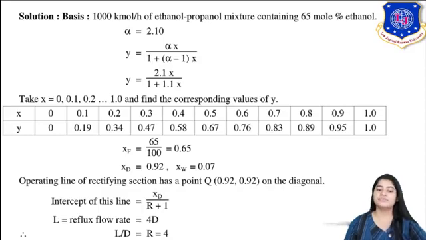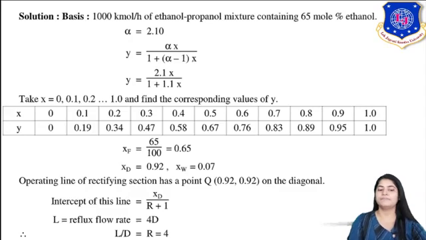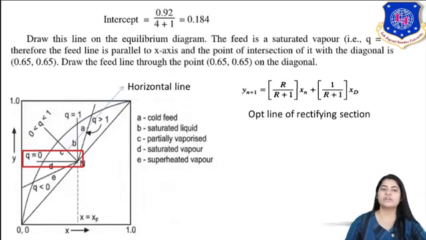Now the intercept of this line: this is the operating line of the rectifying section, Yn+1 = R/(R+1) Xn + 1/(R+1) XD. So the intercept here is XD/(R+1). You got your R value, and hence your intercept value is 0.184. So now you have the intercept value 0.184. Draw the line on this equilibrium diagram.